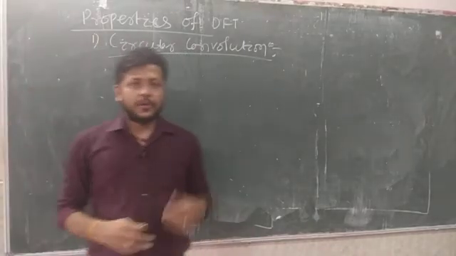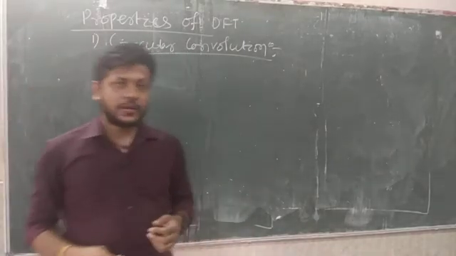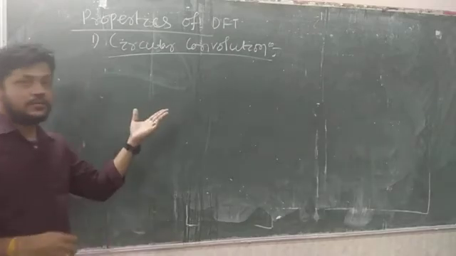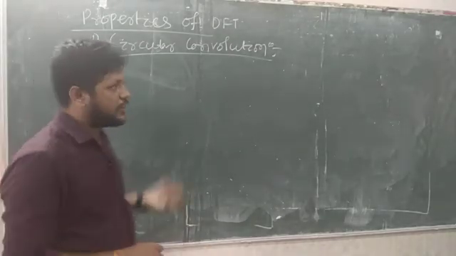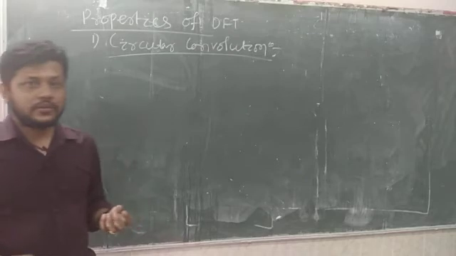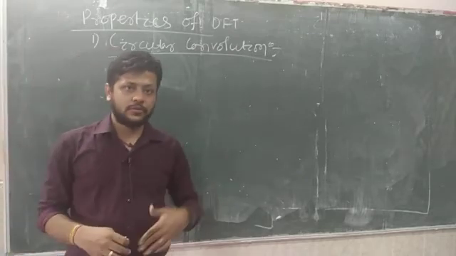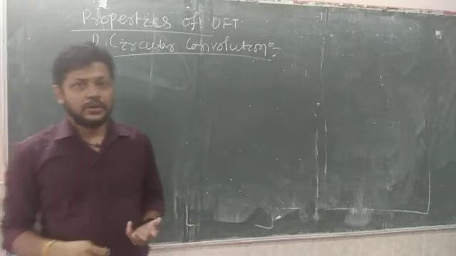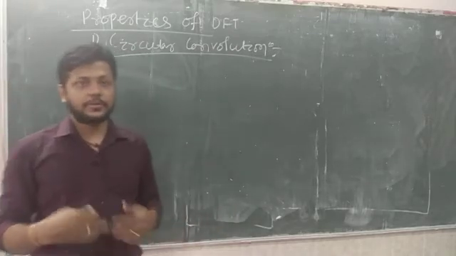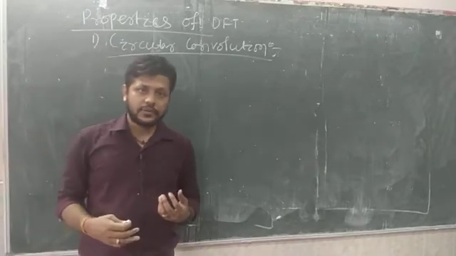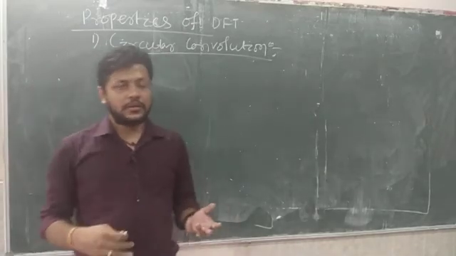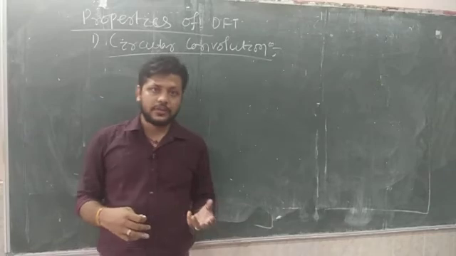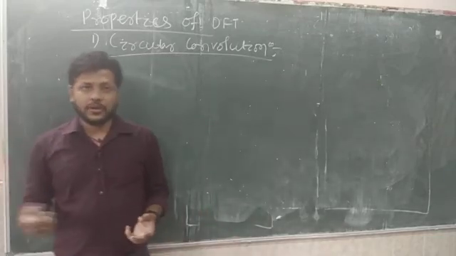So now we will start the properties of discrete Fourier transform, in which a very important property, in most of the examinations they will ask you, is circular convolution. Two types of convolution I have already explained when I was teaching you what convolution is. Convolution is particularly used to find the response of a linear time invariant system, and it is categorized into two types, linear convolution and circular convolution.